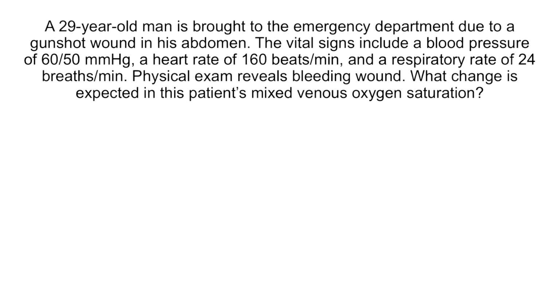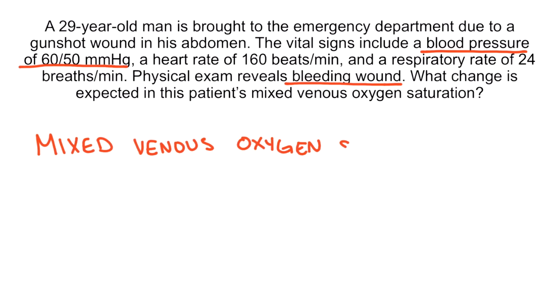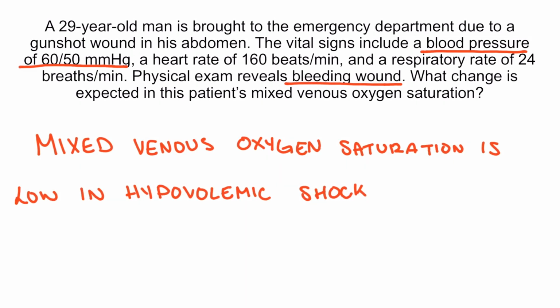Okay, so clearly this patient is losing blood. The vital signs reveal severe hypotension, and you can see the bleeding wound, and all of that is consistent with hypovolemic shock. So, due to the decreased cardiac output and that increased SVR, the blood flow in the capillaries will be slow, and the tissues will extract as much oxygen as they can as that blood slowly goes through. So, the mixed venous oxygen saturation will be low.